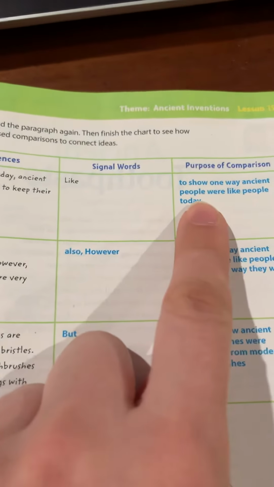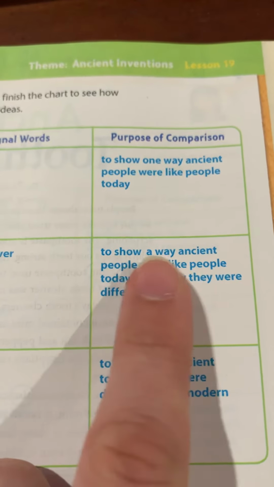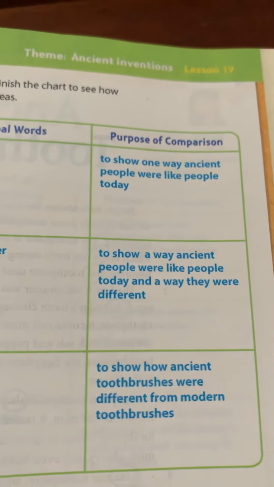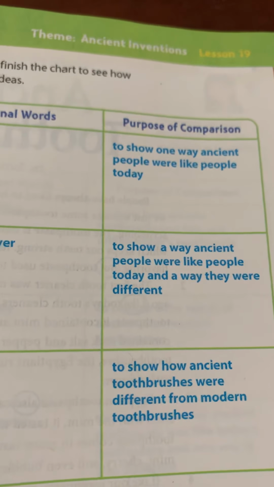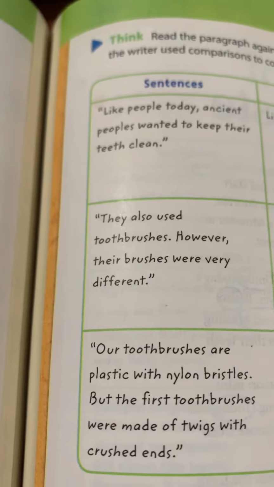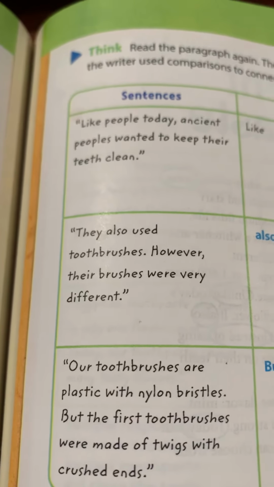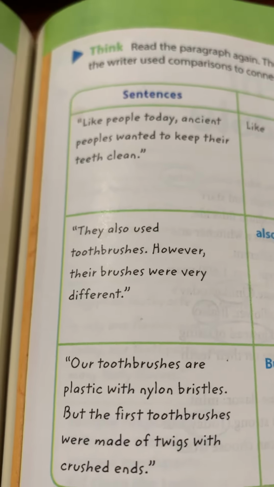However, their brushes were very different. We have two words here that signal to us that we are going to be comparing and contrasting. We have the word also used in the first sentence and the word however used at the start of the second sentence. If you look over here at our purpose, it shows a way ancient people were like people today and a way they were different. Okay, just in one little blurb, two sentences right there, it shows me one way they're the same, one way they're different, just with those signal words.